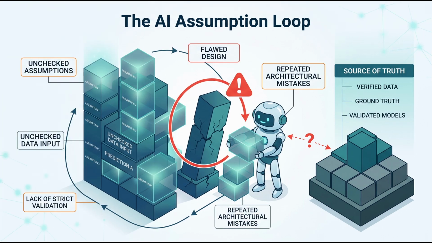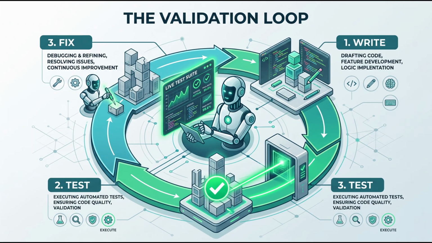When you ask an AI agent to build a project from scratch without strict validation, it operates purely on assumption. If it makes a mistake in its initial architectural design, it will often repeat that mistake during its repair attempts because it lacks a real-time, objective source of truth. By embedding a strict write-test-fix loop directly into its execution prompts, you force the agent to validate its assumptions against the live test suite before it considers its job done.